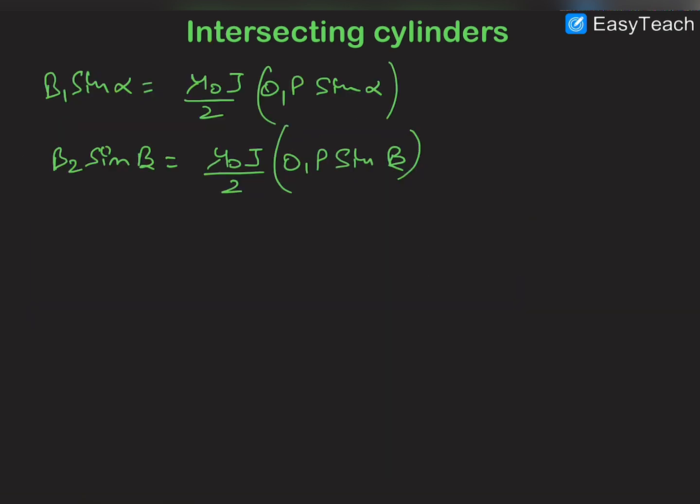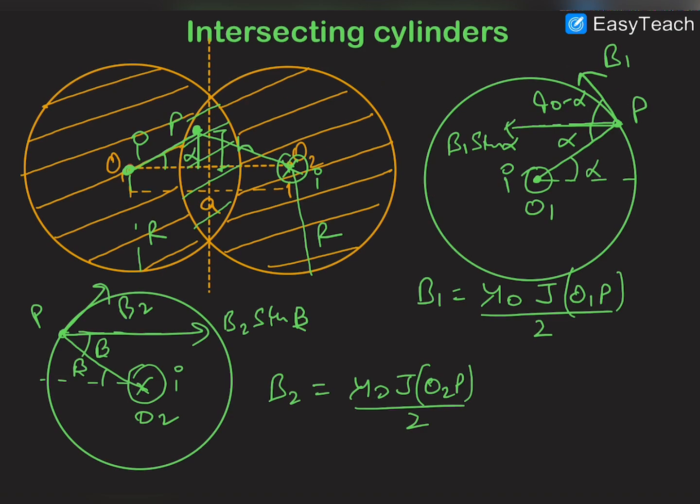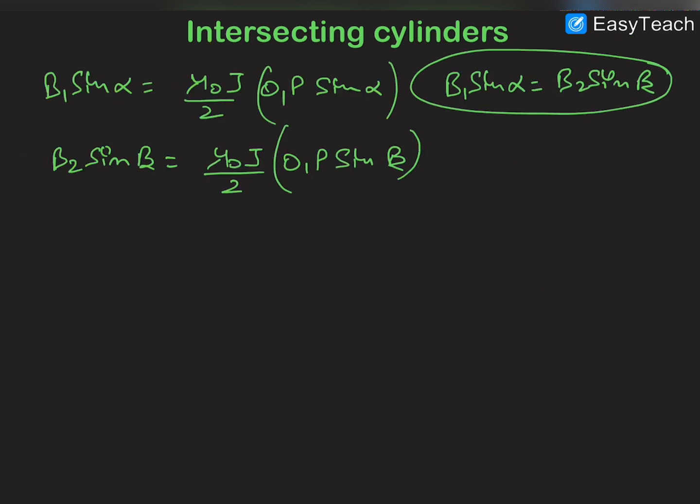So we can say that the net magnetic field in the x direction will cancel out, as B1 sine alpha will be equal to B2 sine beta. But in the y direction, if we find the components, then these components will add up. So in the y direction, B net would be equal to B1 cos alpha plus B2 cos beta.